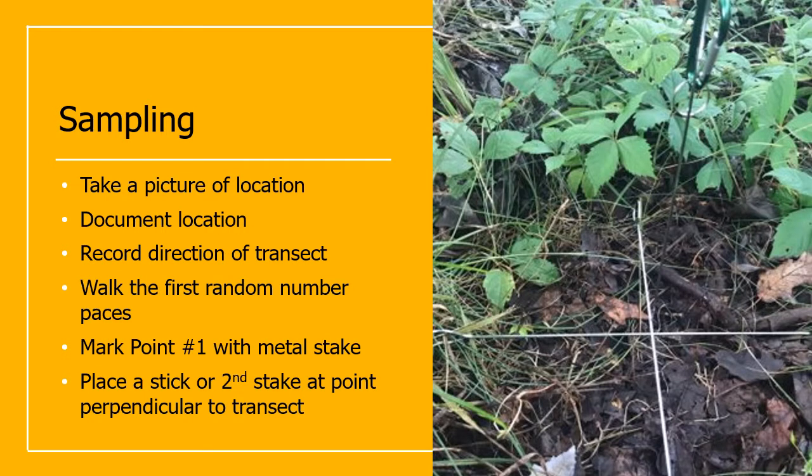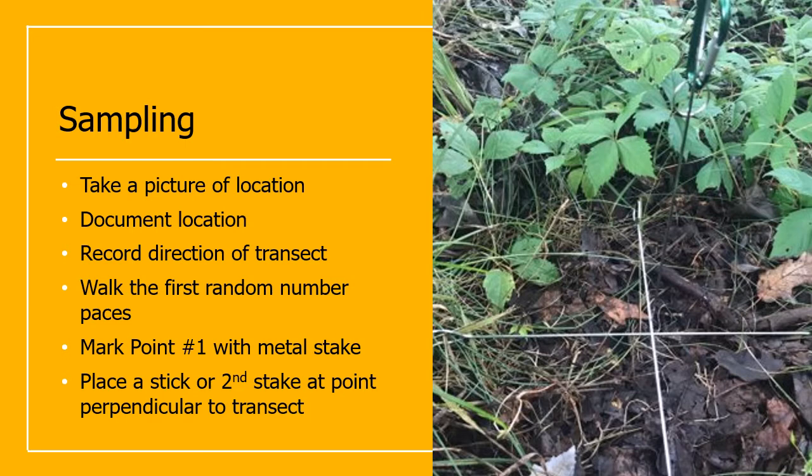To find your first random point along your transect, you're going to take your first random number and walk that number of steps to your first point. Make sure you've already recorded the date, time, noted your location, and taken a picture looking down your transect. Then you're at your first point.